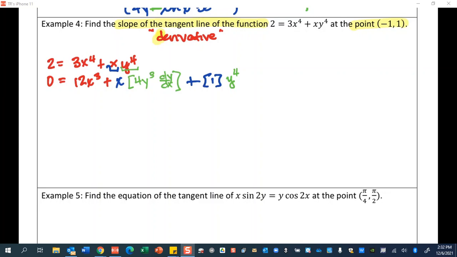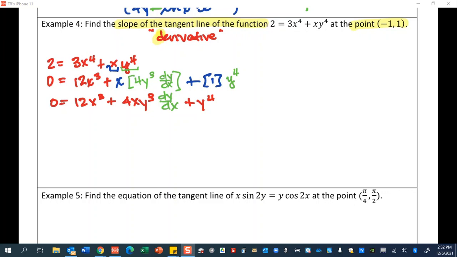All right, so then when I go to simplify, put all this stuff together, I get 0 is equal to 12x cubed plus 4xy cubed, and that's where my dy dx is, embedded in this term as a factor, and then plus y to the 4th.